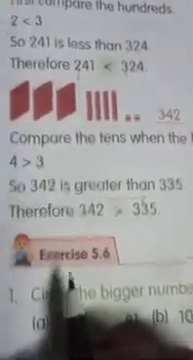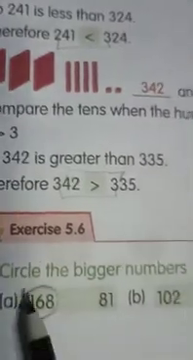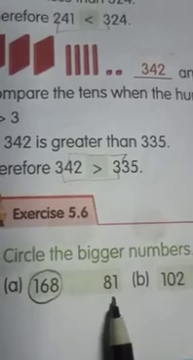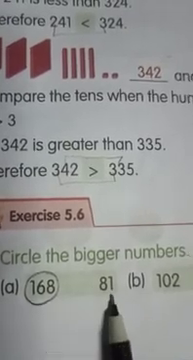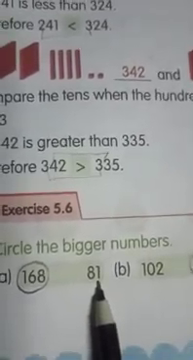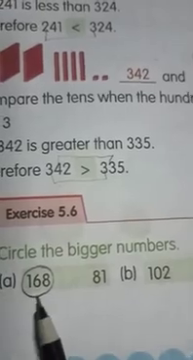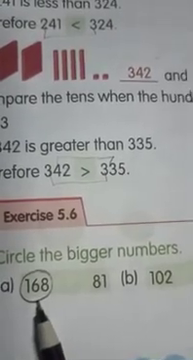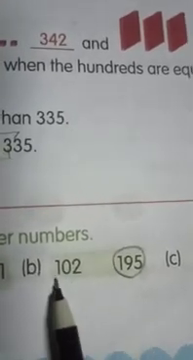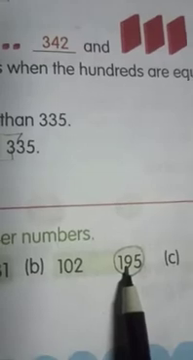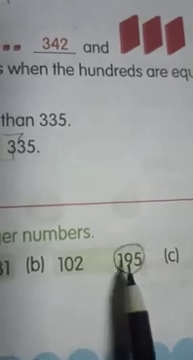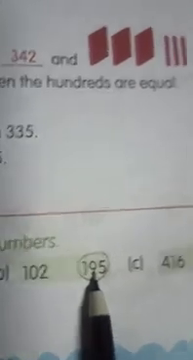Next, let's do exercise 5.6. First question, circle the bigger numbers. So children, in these two numbers, this is a 3-digit number and this is a 2-digit number, and a 2-digit number is always less than a 3-digit number. So the bigger number here is 168. Next, 102 and 195. On hundreds place we have 1. So what we have to do? We should compare the numbers which are on tens place. So here we have 0, here we have 9. So this is the bigger one.